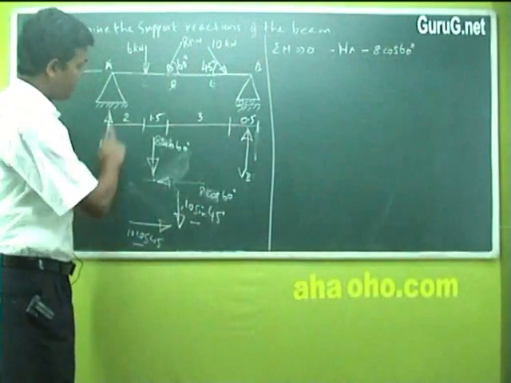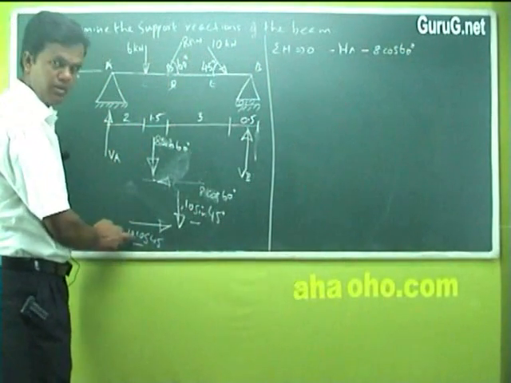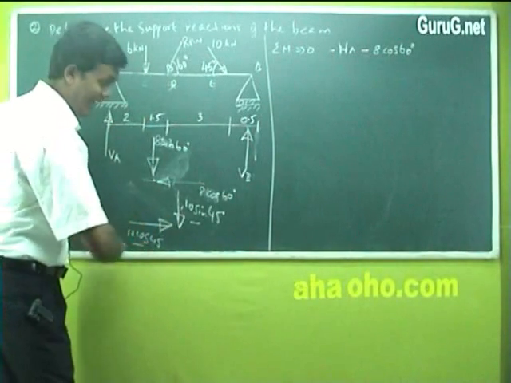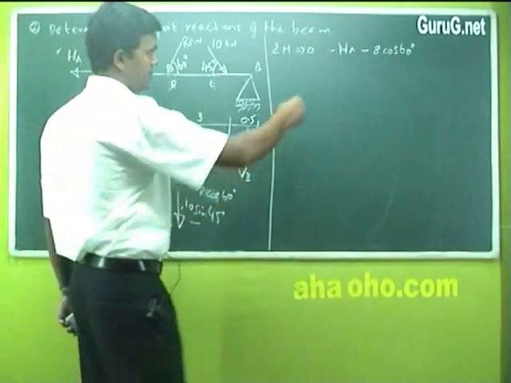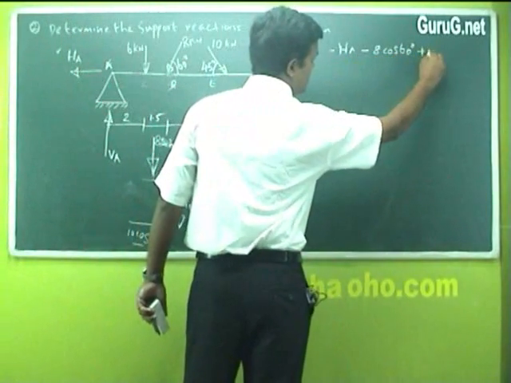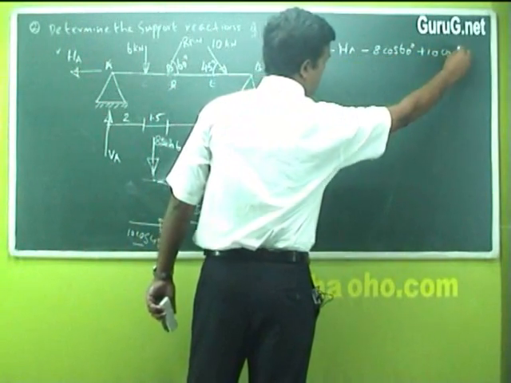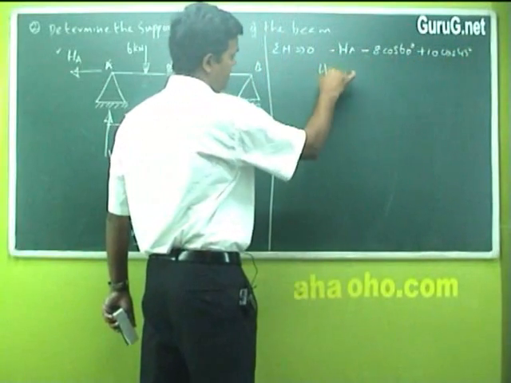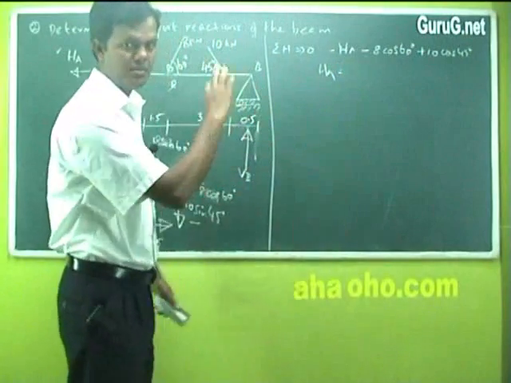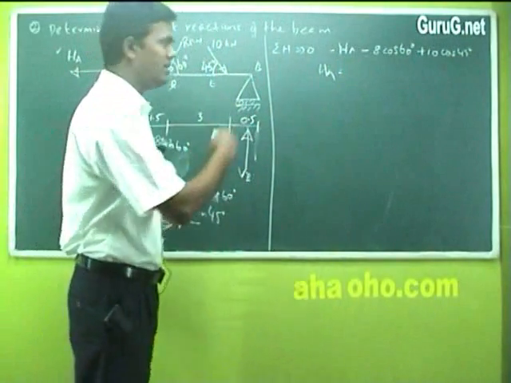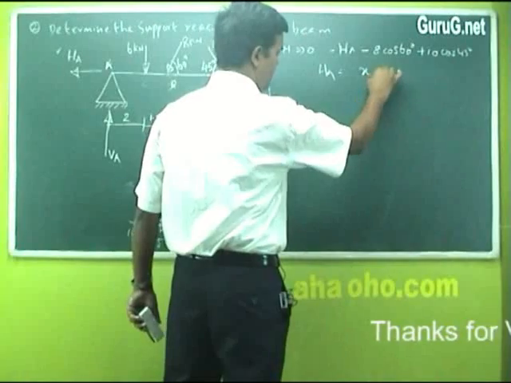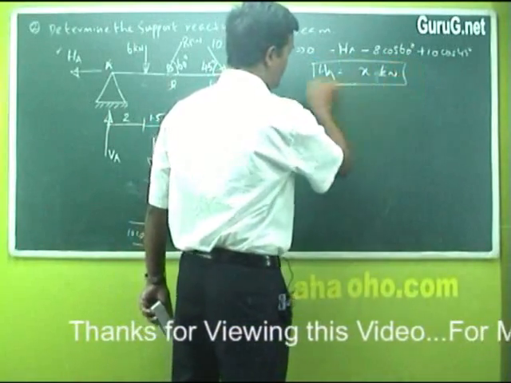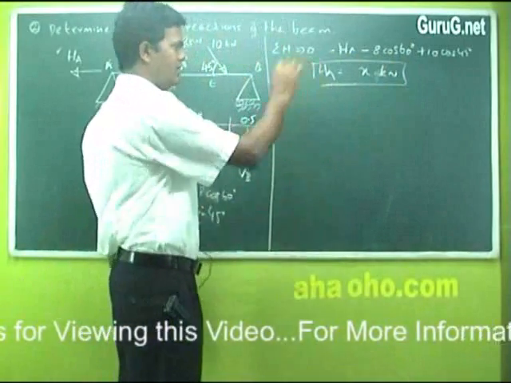Any other horizontal forces here? There is one more force. This horizontal force, with a value of 10 cos 45, acting towards the right hand side, so it's positive. It's plus 10 cos 45 degree. This is the answer. You will get a value for HA. The calculations I am not writing, you will have to calculate. Say suppose some value x kilonewton, sorry. You find out a value, any value it is.